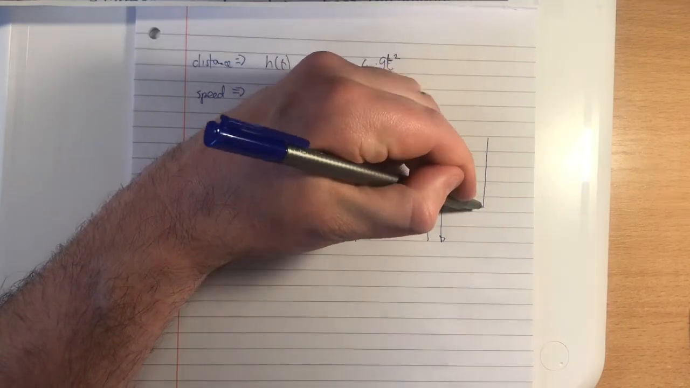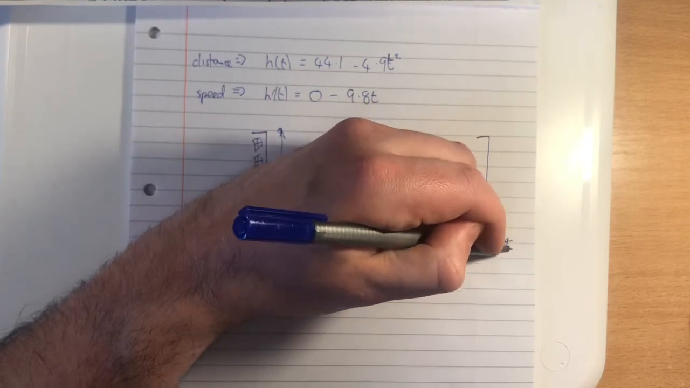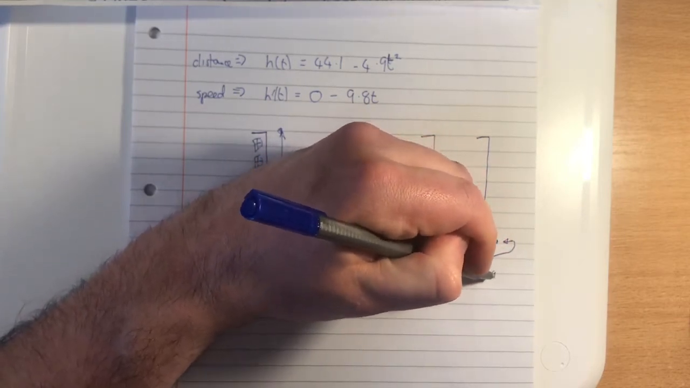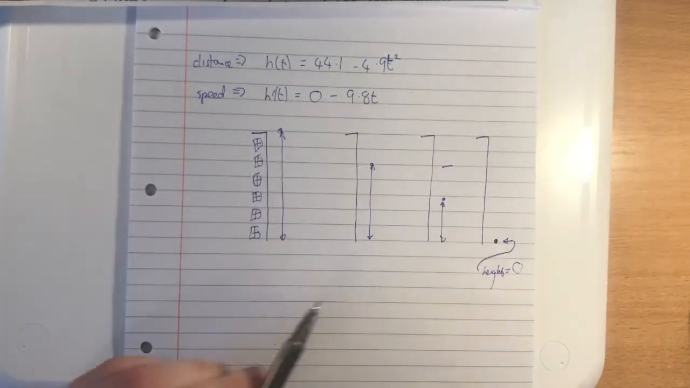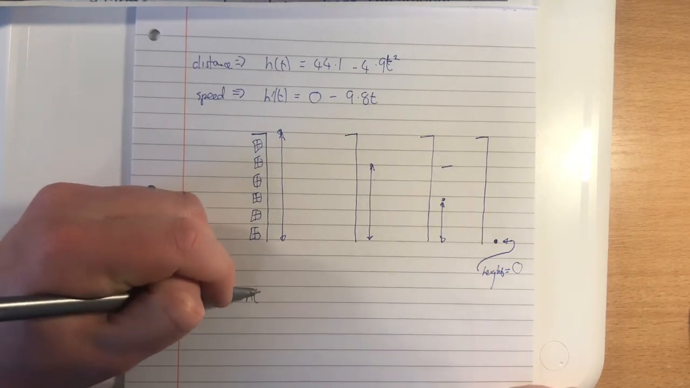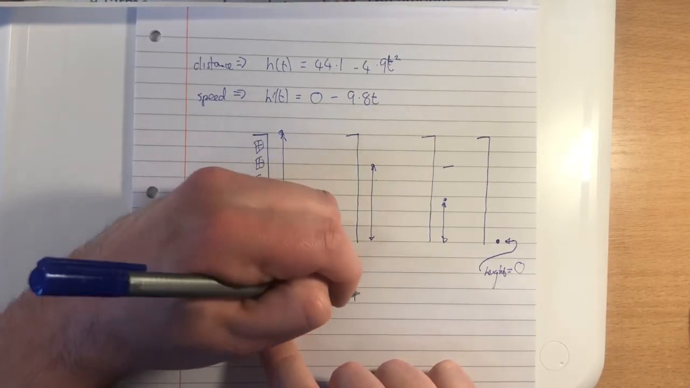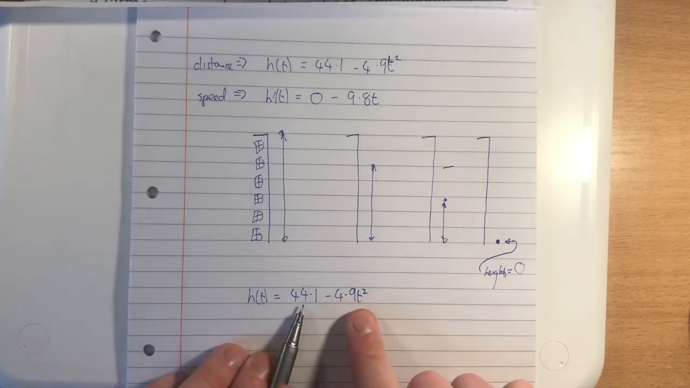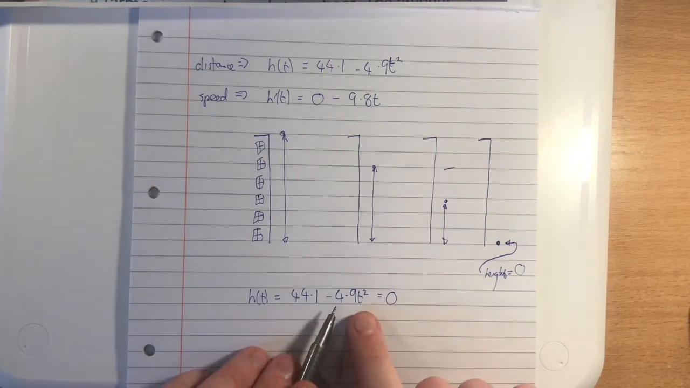And when the marble is on the ground, what's the marble's height? So when something is actually on the ground, how high is it off the ground? Good, yeah, it's going to be 0. So it's 0 meters off the ground. So h of t, that's the formula for height, equals 44.1 minus 4.9 t squared, and I want to know when the height is equal to 0.